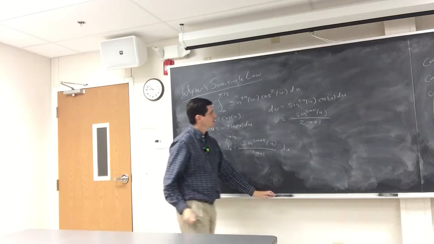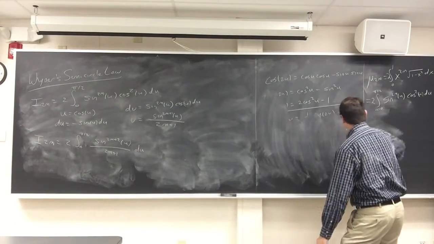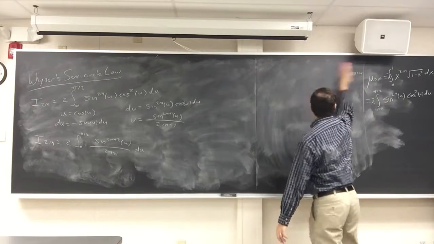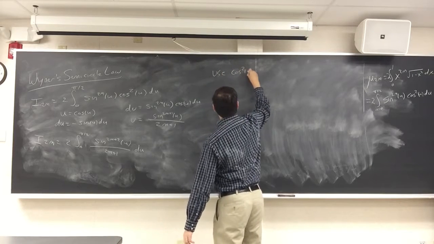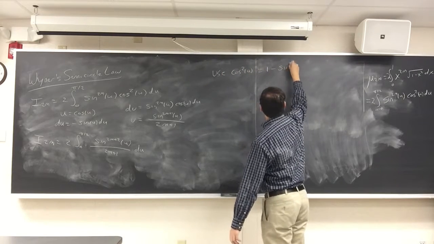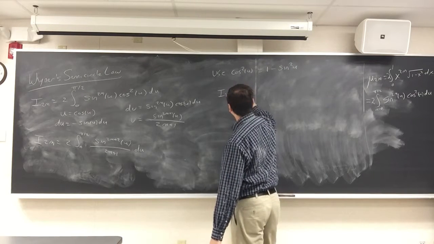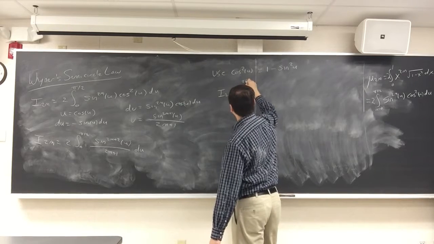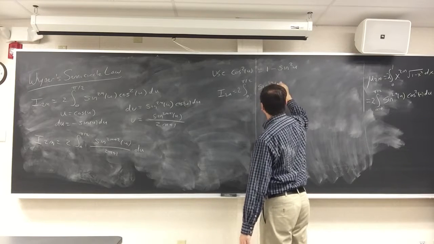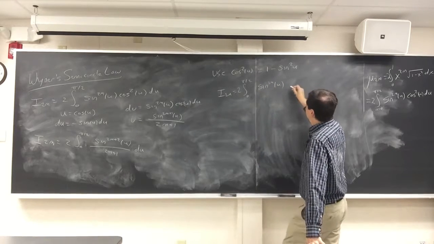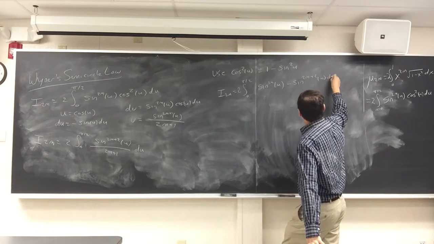Now there is another way we can attack this. How could we write cosine squared of u? We can write it as 1 minus sine squared, right? So if we use cosine squared of u is 1 minus sine squared of u, we get I2m is equal to twice the integral from 0 to pi halves. Should have just dropped the 2's. And then we'll have a sine to the 2m of u minus a sine of 2m plus 2 of u du.